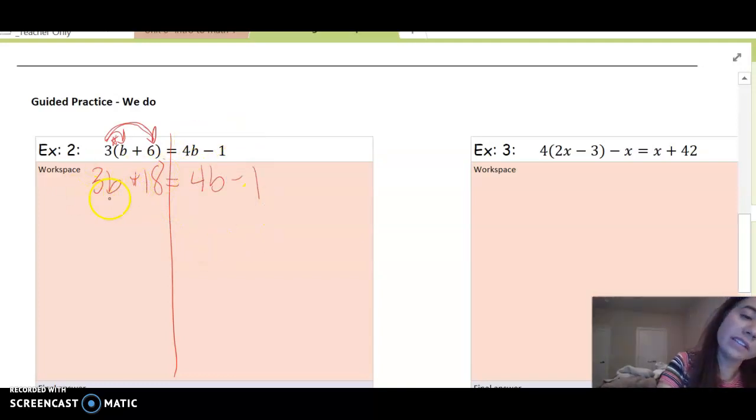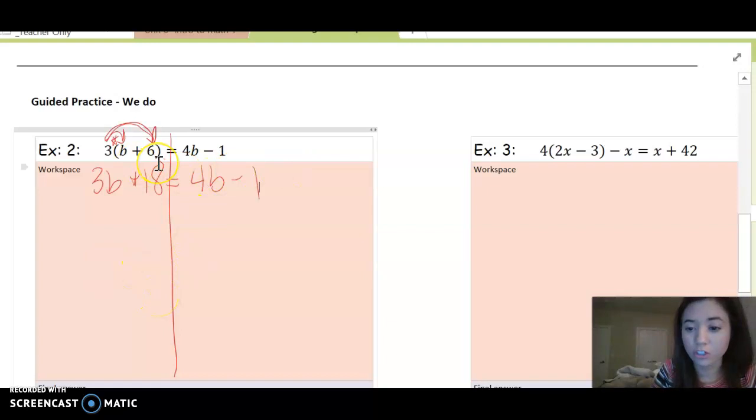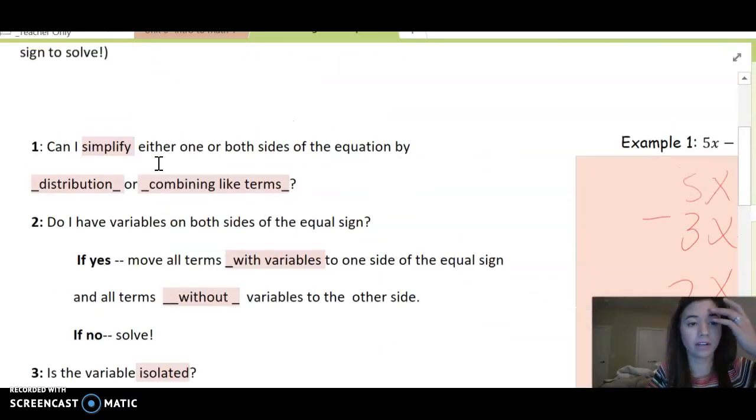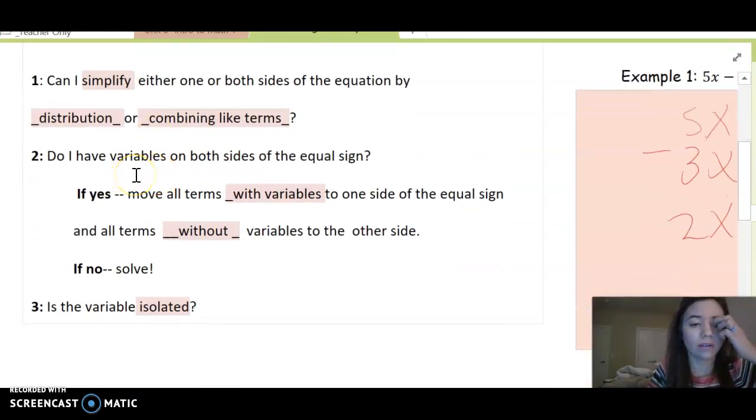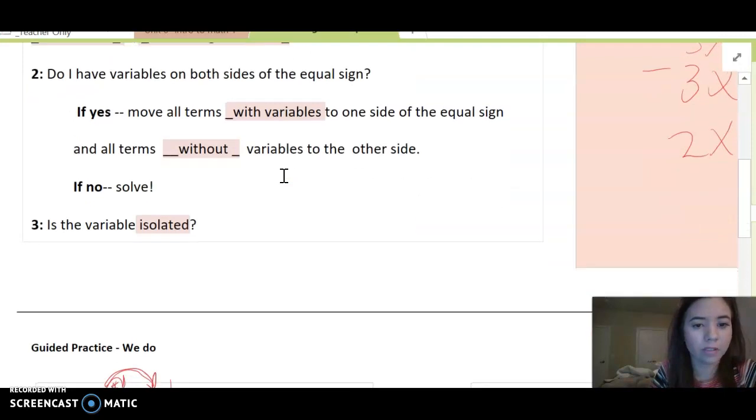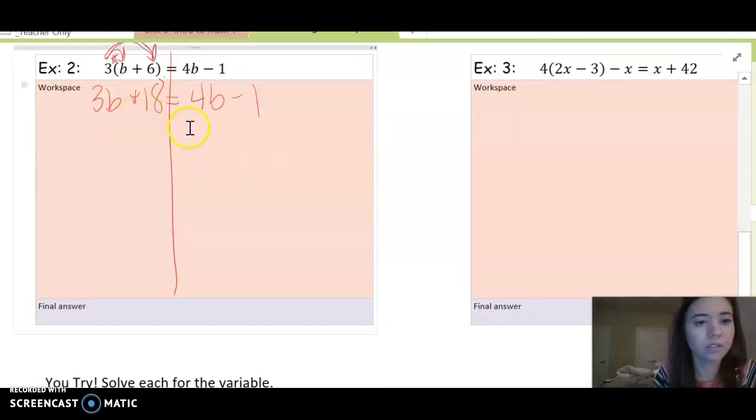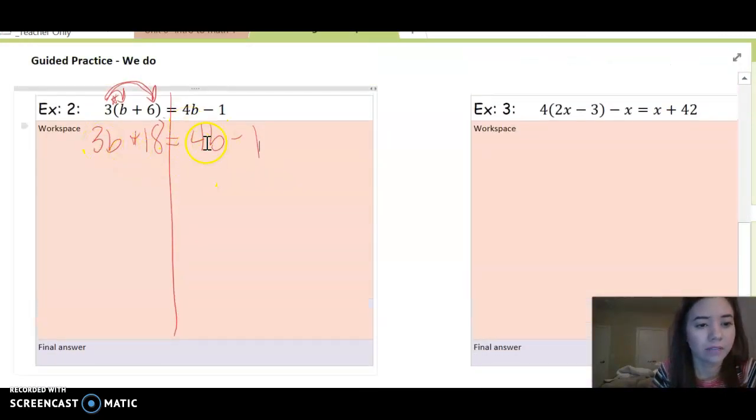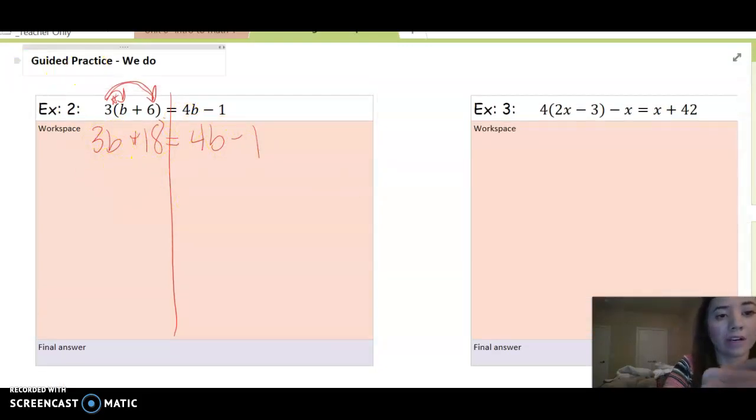All right, on my left side, there's nothing I can combine. On my right side, there's nothing I can combine. So now I can go ahead and move on to section 2. Both sides are now simplified. Question 2 was, do I have variables on both sides? If yes, move them to one side, move my numbers to the other side. So I have, yep, a b on this side and a b on this side, so I'm going to subtract them over. Again, if you have positive b's, you want to move the smallest one.